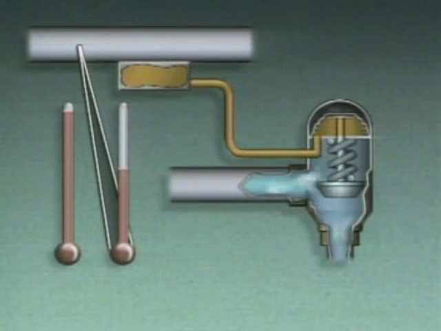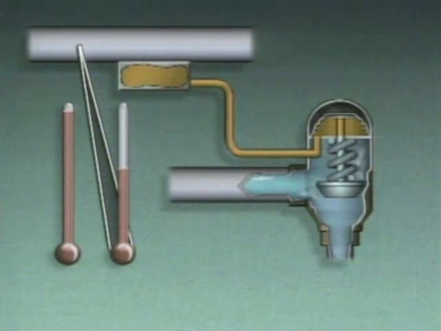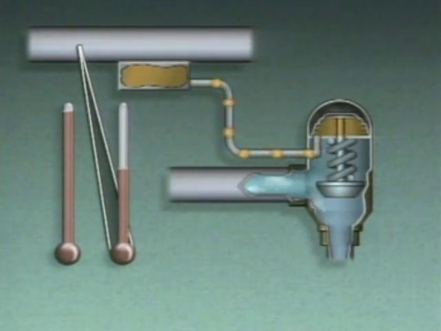So if the temperature of the substance being cooled is above its desired value, the temperature of the refrigerant will also be higher. Heat in the refrigerant will transfer to the thermal bulb, and the fluid in the bulb will expand. This expansion forces fluid into the metal bellows. What do you think happens to the metal bellows?